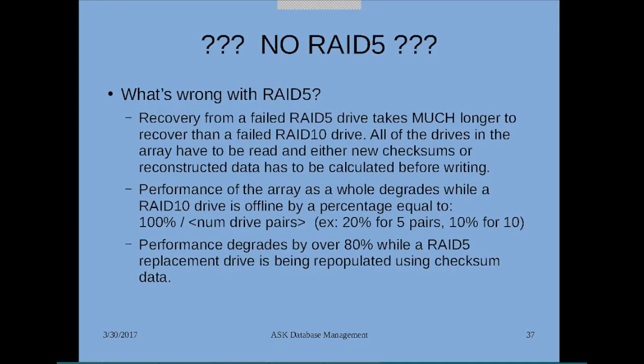Recovery from a RAID 5 drive takes much longer than recovering from a failed RAID 10 drive, because you have to read all the drives in the array and calculate the missing data, or calculate a new checksum to write into the block on the new drive. Let's say you've got a 10 drive array: 9 data drives and 1 parity drive, although we know parity is distributed, but that's the way everybody talks about it. To replace that 1 drive that failed, we have to read 9 drives, calculate missing data from parity, and write it back to the new drive.